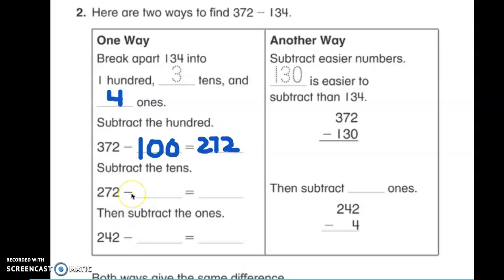Then we need to subtract the tens. So 272 minus 3 tens. Notice I subtracted the 30 that I got from here. And 272 minus 30 is 242. I just did 7 minus 3, and that gave me the 4.